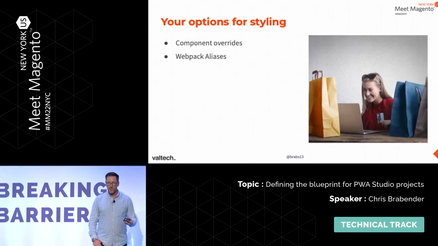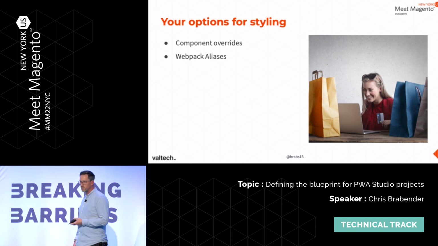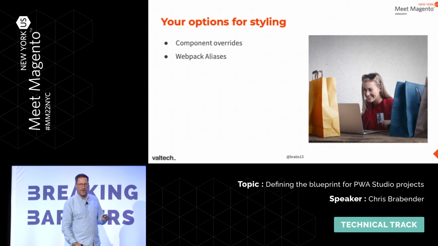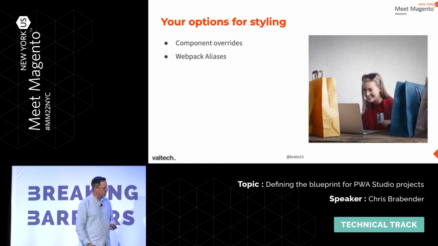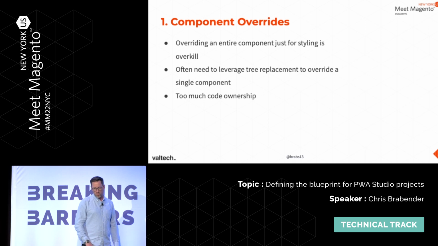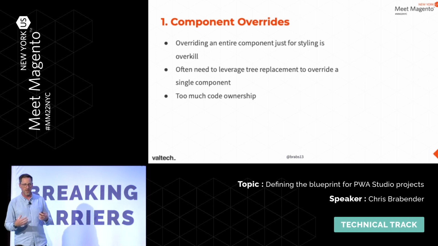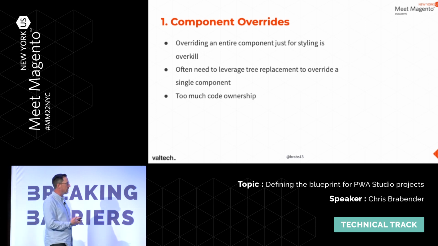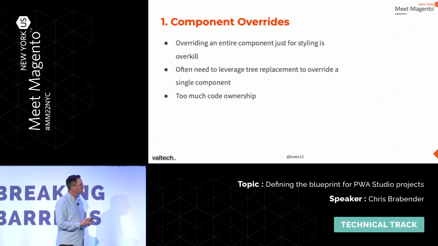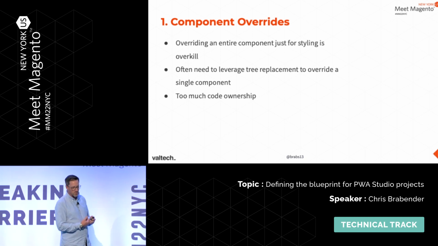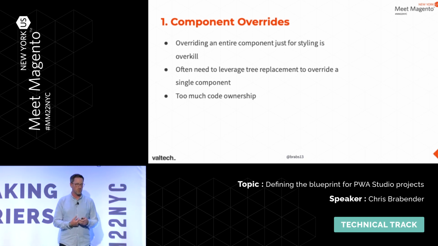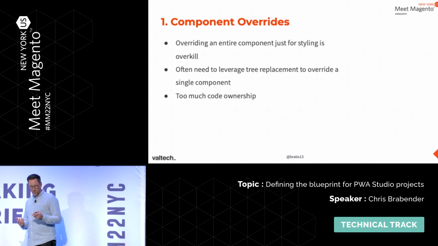So from a styling perspective, we have a couple of options. Component overrides, which are tedious and costly, but then we also have Webpack aliases, which could be another easy option for us to work with. So we don't want to override a component for the sake of applying styling. It's overkill. We want to be able to just apply styling where necessary. We don't want to take ownership of all of that code, because then we have to manage that long term. And often it'll need to be a tree replacement, which is definitely not a recommended approach. So it's just too much code. We don't want to be doing this.